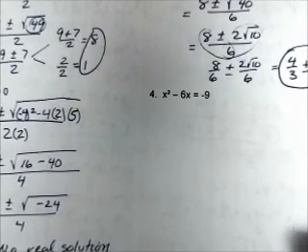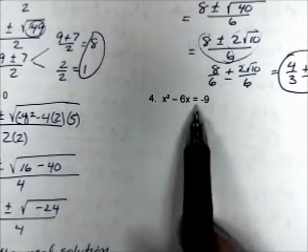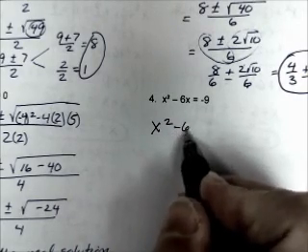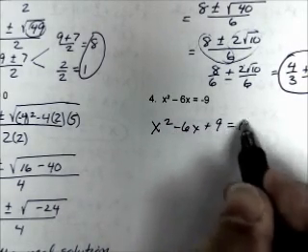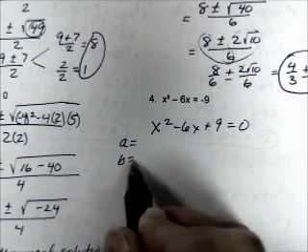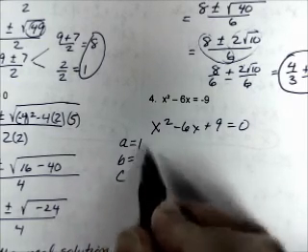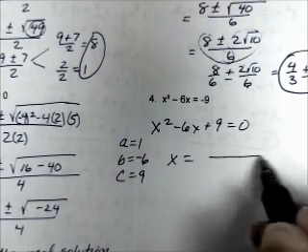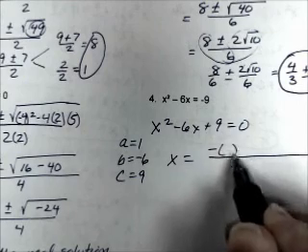Okay, and the last one on this page, again, let's place this in standard form. Add 9 to both sides. X squared minus 6x plus 9 equals 0. Note the values of A, B, and C: 1, negative 6, and 9. Substitute into the formula.